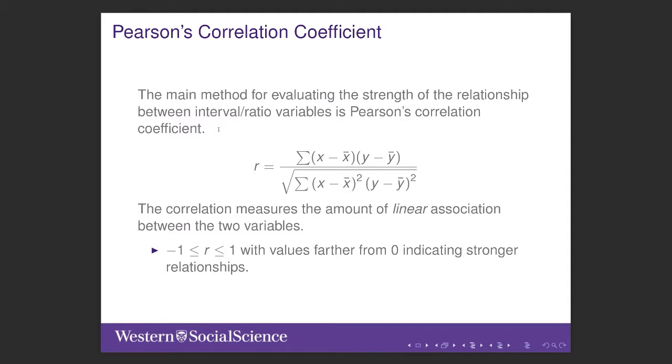The correlation coefficient is bound between -1 and +1, with 0 indicating no linear relationship, and the strength of the relationship increasing as you move away from 0 in either direction.